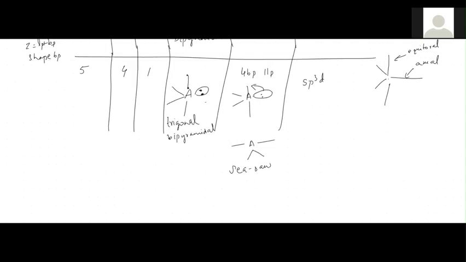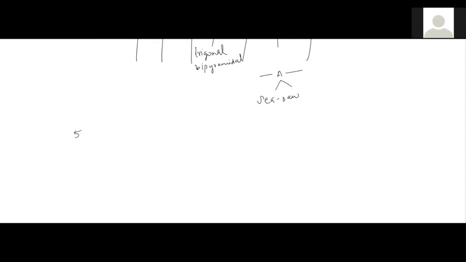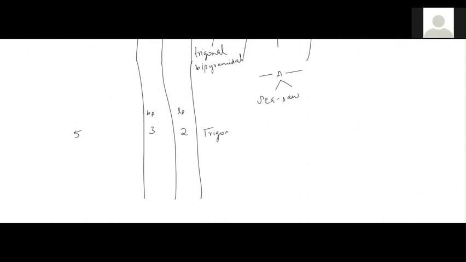Similarly, I have Z value 5, and out of 5, I have 3 bond pairs. This is the bond pair. And suppose I have 2 lone pairs. The geometry is the same, trigonal bipyramidal. The hybridization is the same, sp3d.